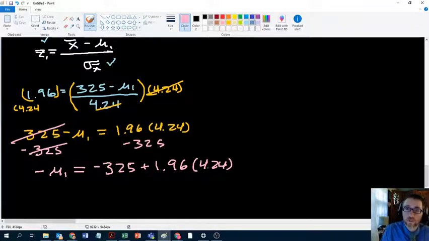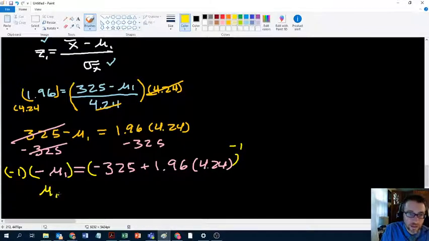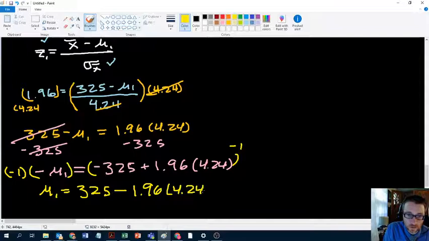And now we only have one more thing to do. We have to get rid of the negative sign because we don't want to know what the negative mean is. We want to know what the mean is. So if we multiply both sides by negative 1 or divide both sides by negative 1, either way will work. What we'll find is that mu1 equals 325, negative 325 becomes positive 325, and then this plus becomes a minus. 325 minus 1.96 times 4.24.